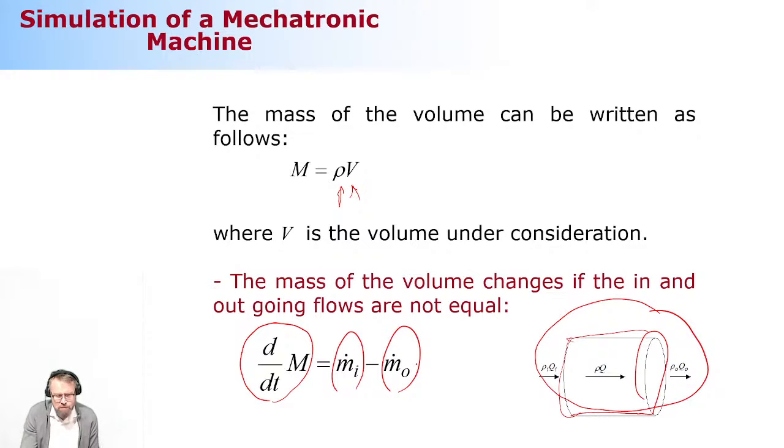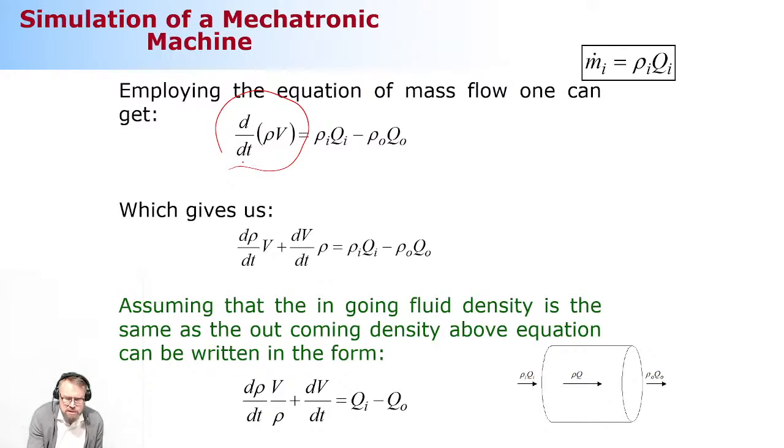Okay, so now the change of the mass is the difference between incoming and outgoing mass flow. That's what it is. So now I can substitute this information here, and my equation reads like this. It's a time differentiation of density multiplied by volume, equals mass flow in minus mass flow out. And this is the equation that I use here.